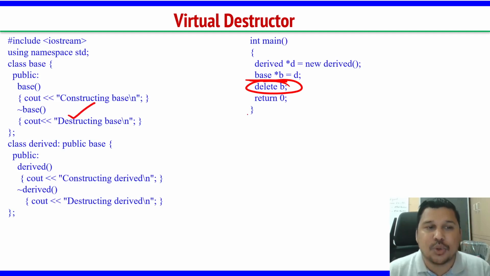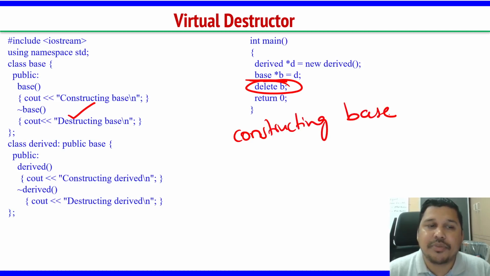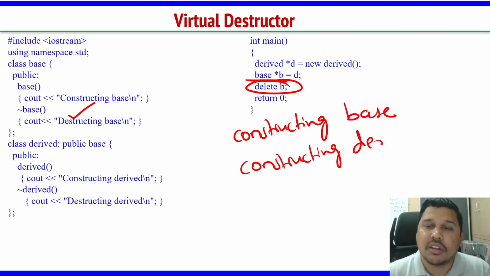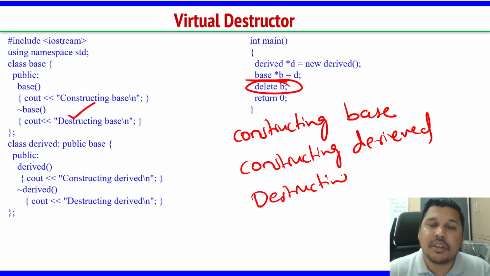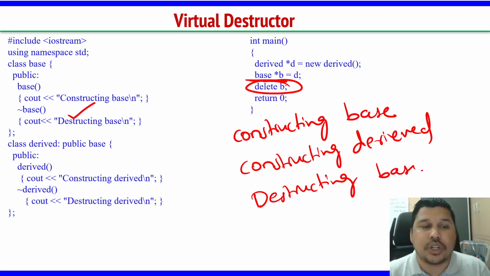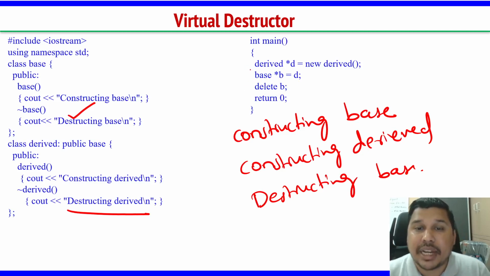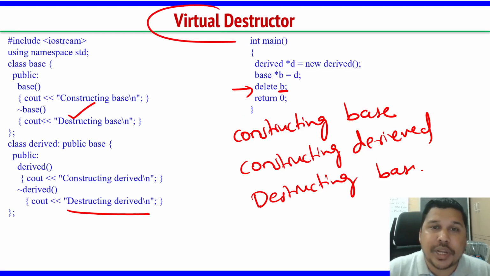So the output, if I execute this program, will be constructing base, then constructing derived, and destructing base. This will be the output. Destructing derived is not coming as the output. Why is it not coming? Because I am using the delete keyword only for the base class object. So this comes into the picture.